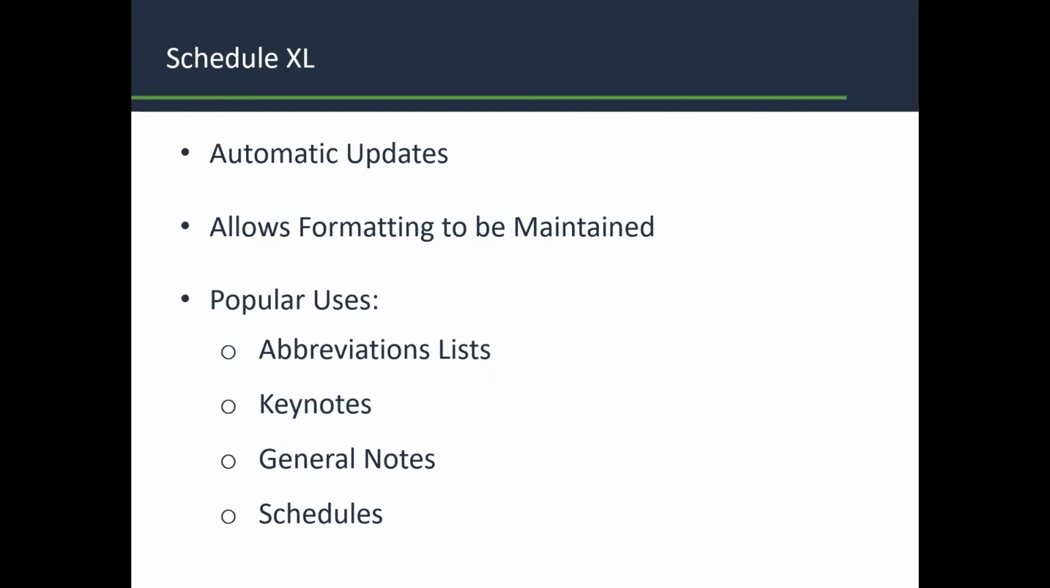And just some popular uses that a lot of people have used this tool for: making abbreviations lists, keynotes lists, general notes, and obviously schedules. It's just a lot faster to put in this information in a spreadsheet than it is in a Revit schedule. And it's even faster if you need to update a lot of it at once.